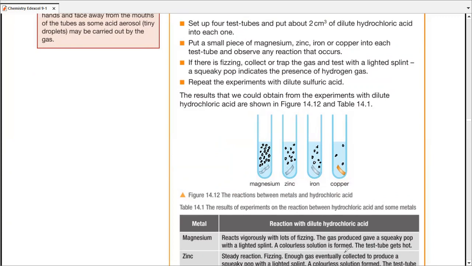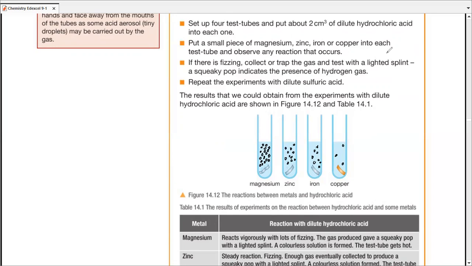Now, if you start comparing all of these, starting from the left all the way to the right, you'd understand magnesium is the most reactive one. Then comes zinc, then comes iron, and copper is the least reactive one, producing the least amount of fizz. Make sense?